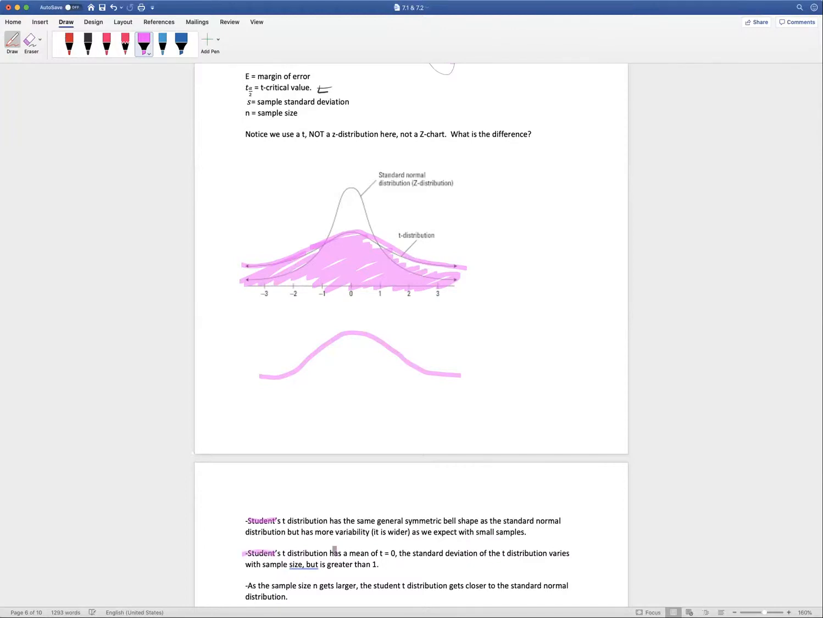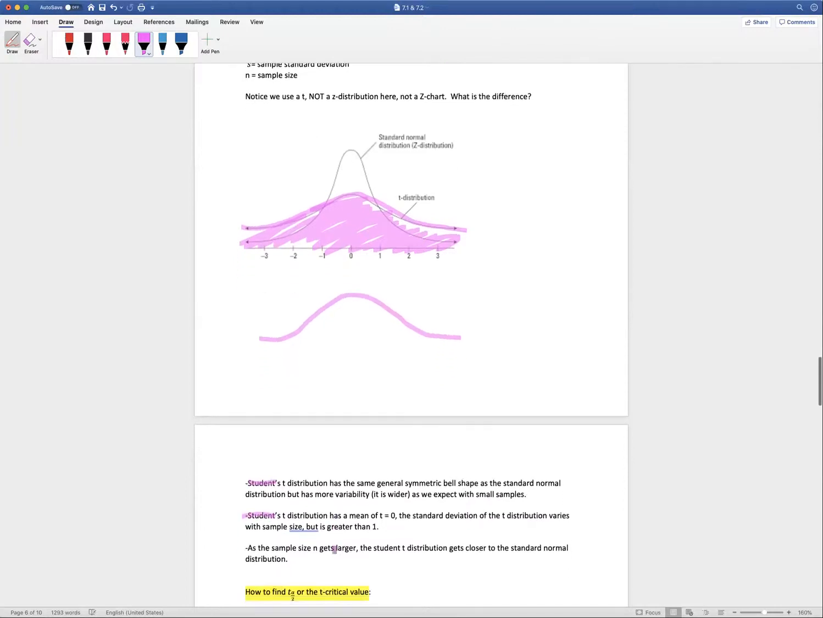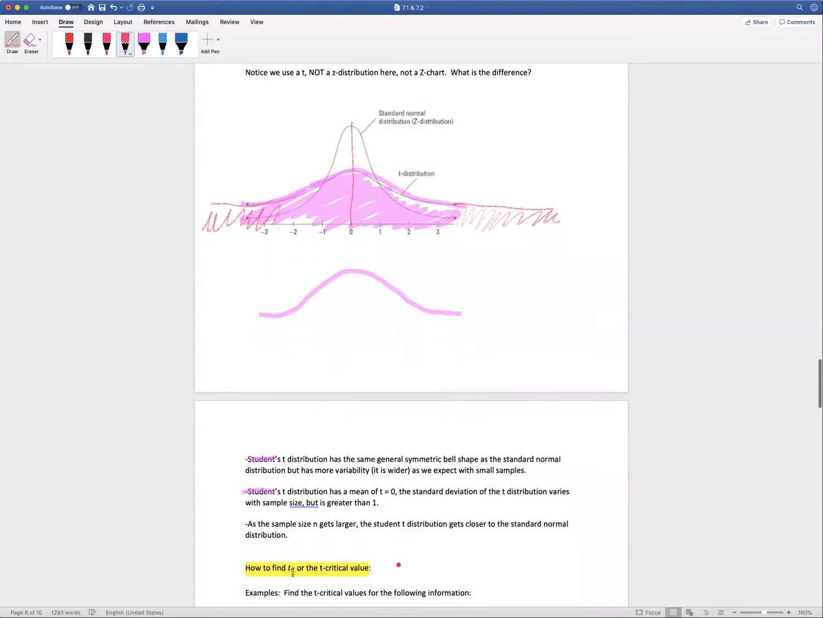Students' T distribution has a mean of T equals 0, as does the standard normal distribution. However, we're not containing 99% of our data within the 3 standard deviations. T drags on a lot more. It's fatter, fatter, fatter. And if you can see here, the standard deviation of T distribution varies with sample size, but it's greater than 1. As the sample size of n gets larger, the student T distribution gets closer and closer to the standard normal distribution.